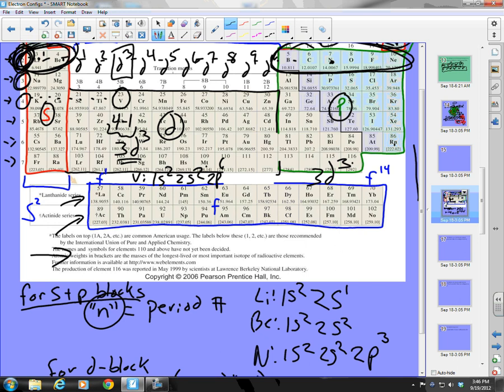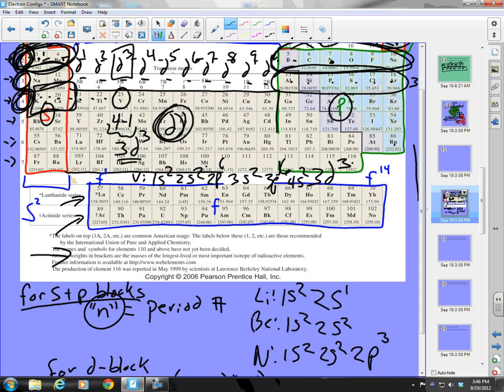Okay, so now after I go through my 2p6, where do I go? I come over here to my third period, and I go through my S's, so that means I have 3s2, and then I go through my P's, and that's still a 3. So I go through 3p, and how many? 1, 2, 3, 4, 5, 6, 3p6. And then after that, I have to go through these two guys, which are in my S block, and they are period 4. So 4s2, and then I get to my D block, and D block is always one less than my period. This is my fourth period, so I end up with a 3d3.